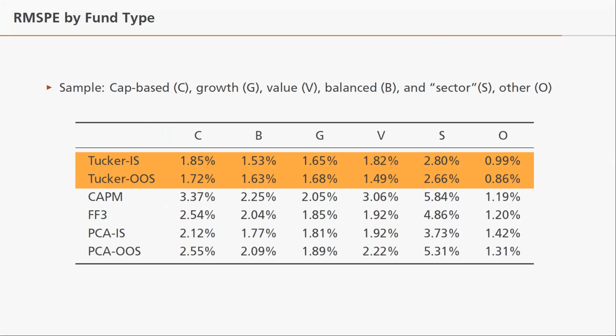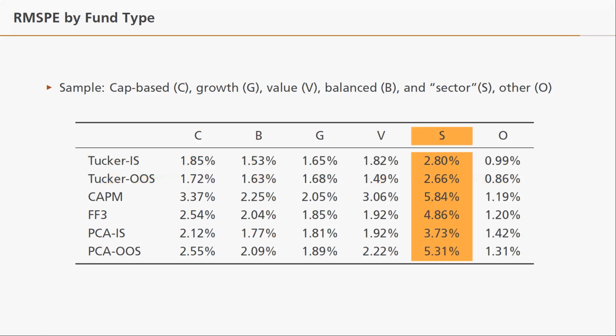So just to give you a bit of an idea about the pricing across fund types: cap-based funds, balanced, growth, value, sector, and then there are a few others. There are not many, so you can mostly ignore this column. If you look at the two Tucker specifications, they are better across the board. It's not that they fit one particular kind of fund much better than the others. For all fund categories, without exception, these two are always the best two models.